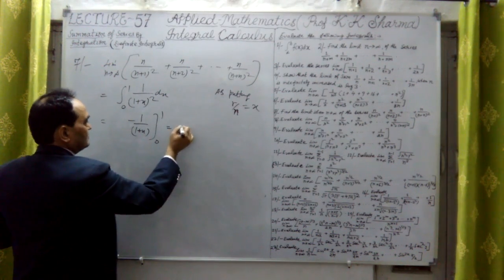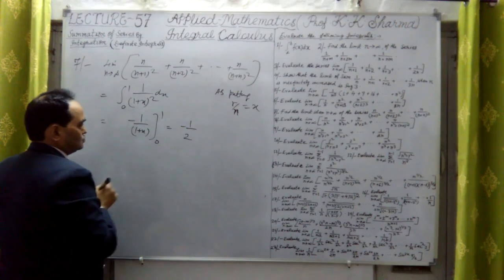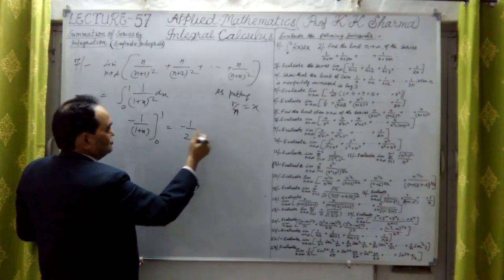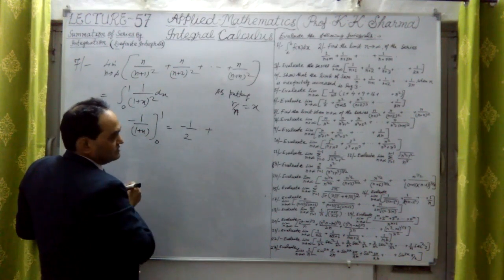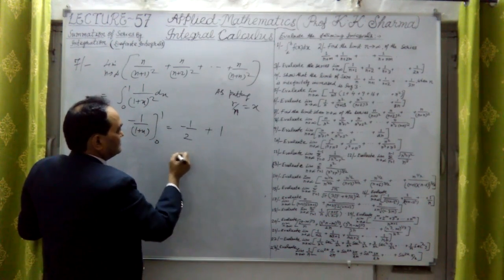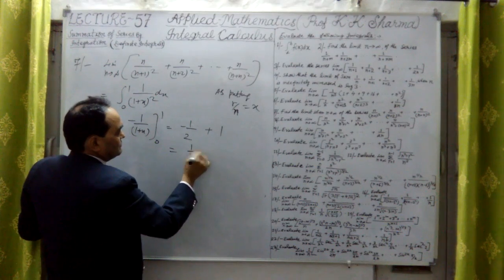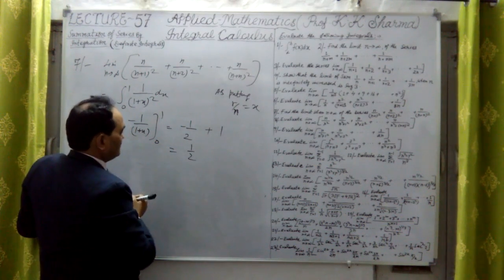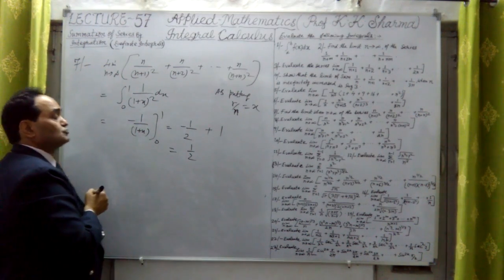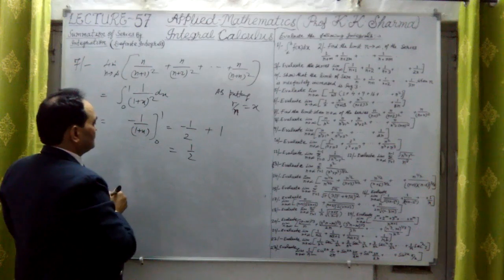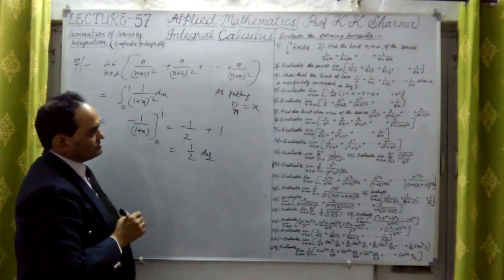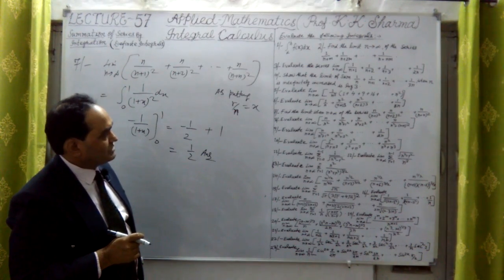I apply the limits here. This is minus 1 upon 2 at the upper limit, 1 plus 1. Then minus of the lower limit: at 0 it will be minus 1, so it will be plus 1. That means minus half plus 1. If I take LCM 2, it will be minus 1 plus 2, which means plus 1. The answer is 1 upon 2. This is the answer of question number 7. Question 7 is solved now.